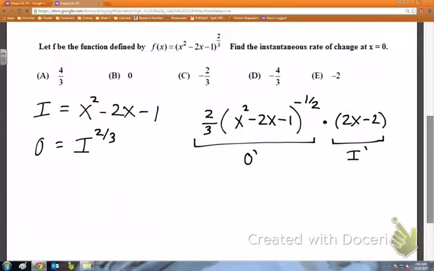So, most of these problems, you'll notice, they don't even really need you to simplify anything. They just want to know what the instantaneous rate of change is at 0. So I'm just going to plug in 0 everywhere I see an x and simplify from there. So I have 2/3 times 0 minus 2 times 0 is 0 minus 1 to the negative 1/2 times 2 times 0 is 0 minus 2.